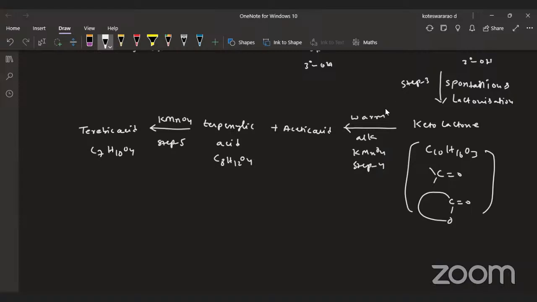C7H10O4. This is the known structure. The terebic acid is the known molecule. It is already a known structure. The terebic acid molecule was known at the time of the structural elucidation of alpha-terpineol. The terebic acid structure is known.